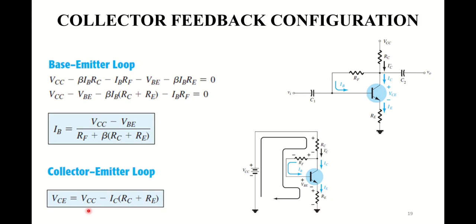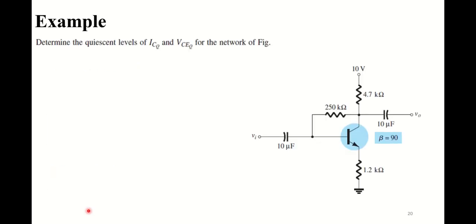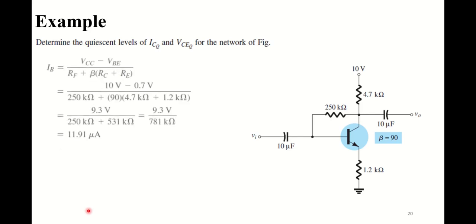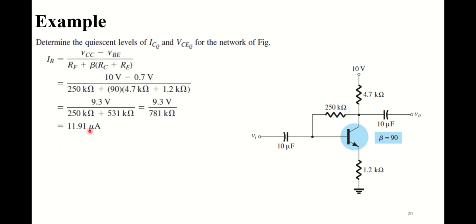We have derived the equations for IB and VCE, therefore we can easily solve the example based on this configuration of collector feedback. At first, we should calculate the value of IB by using the equation derived on the previous slide, whose value comes out to be equal to 11.91 microamperes. We have simply put all the given values in the already derived equation for IB on the previous slide that gives us this value of base current.